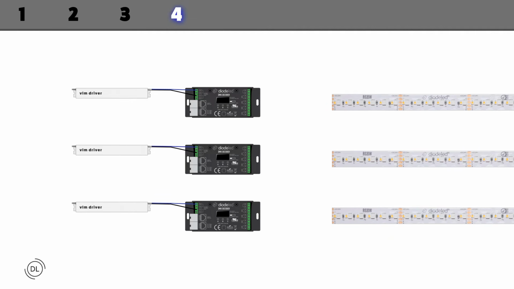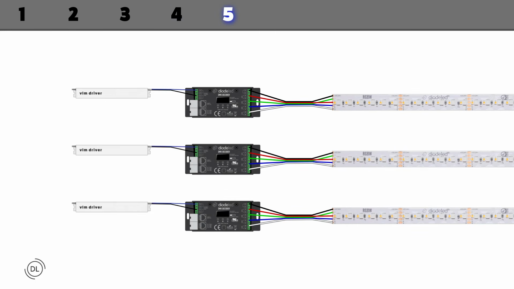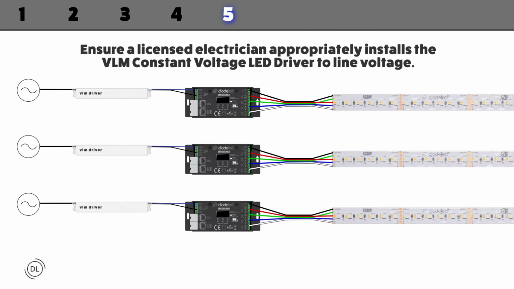4. Attach the LED fixture to the DMX decoder. Each Valent RGBW fixture connects directly to its respective DMX decoder. The black wire of the lighting fixture goes into the power input on the DMX decoder, the red wire goes into the R, the green wire goes into the G, the blue wire goes into the B, and the white wire goes into the W. 5. Connect the driver to high voltage power. Ensure a licensed electrician appropriately installs the VLM constant voltage LED driver to line voltage.